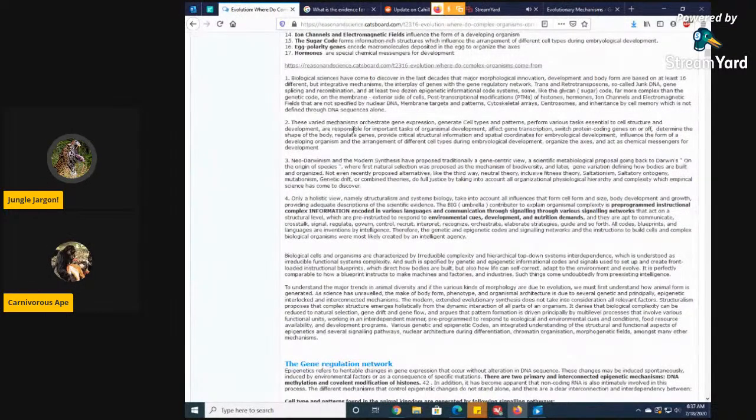These varied mechanisms. You skipped an entire line there. No, I read the whole thing. No, you didn't. It's ion channels and electromagnetic fields that are not specified by nuclear DNA. Yeah, but I read it already. Ion channels, electromagnetic fields specified in membrane targets, patterns, cytoskeletal arrays. Centrosomes are inherited by cell memory, which is not defined through DNA sequences alone. Yeah, maybe I didn't read it.